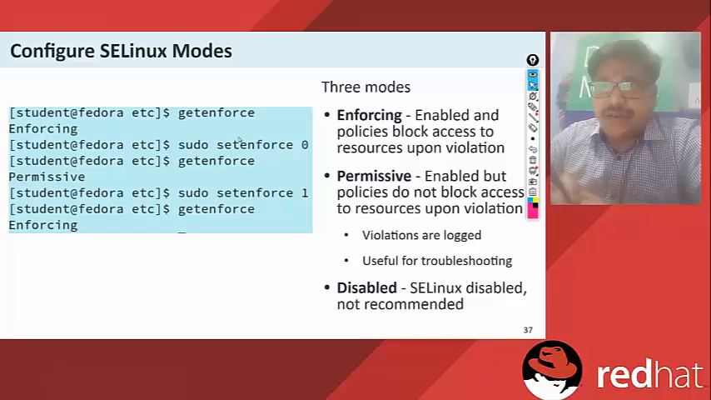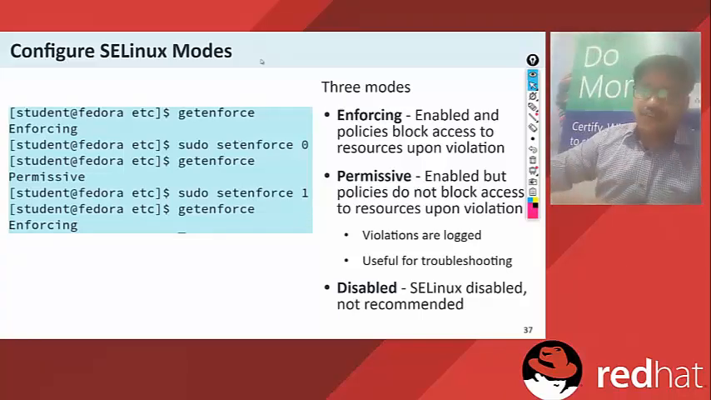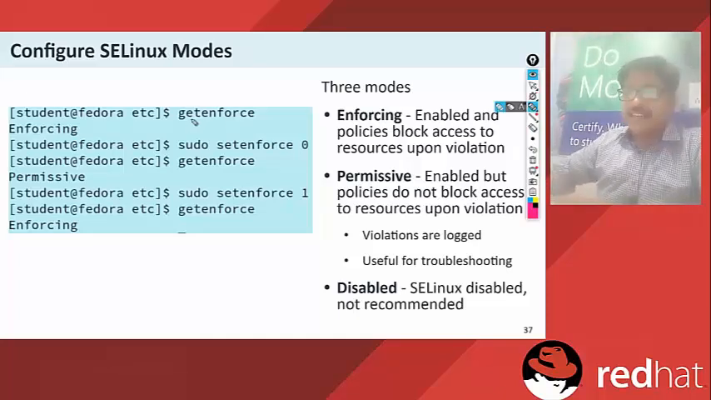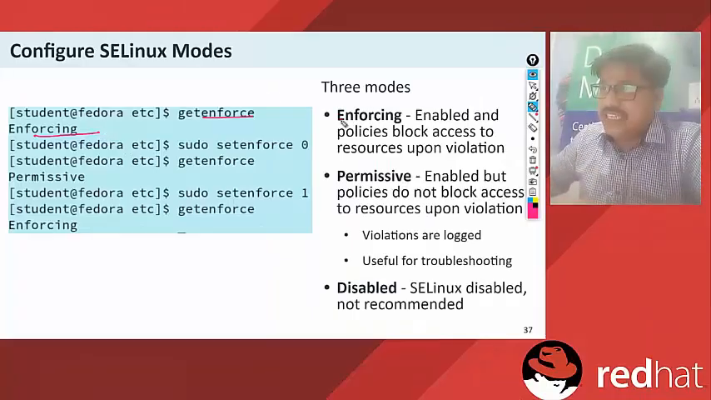Configure the SELinux mode. How can you configure? There are two things: getenforce and setenforce. The getenforce command can be used to check which type of policy you want to enable. So what is enforcing? Enforcing is enabled, and the policy blocks access to the resource upon a violation.